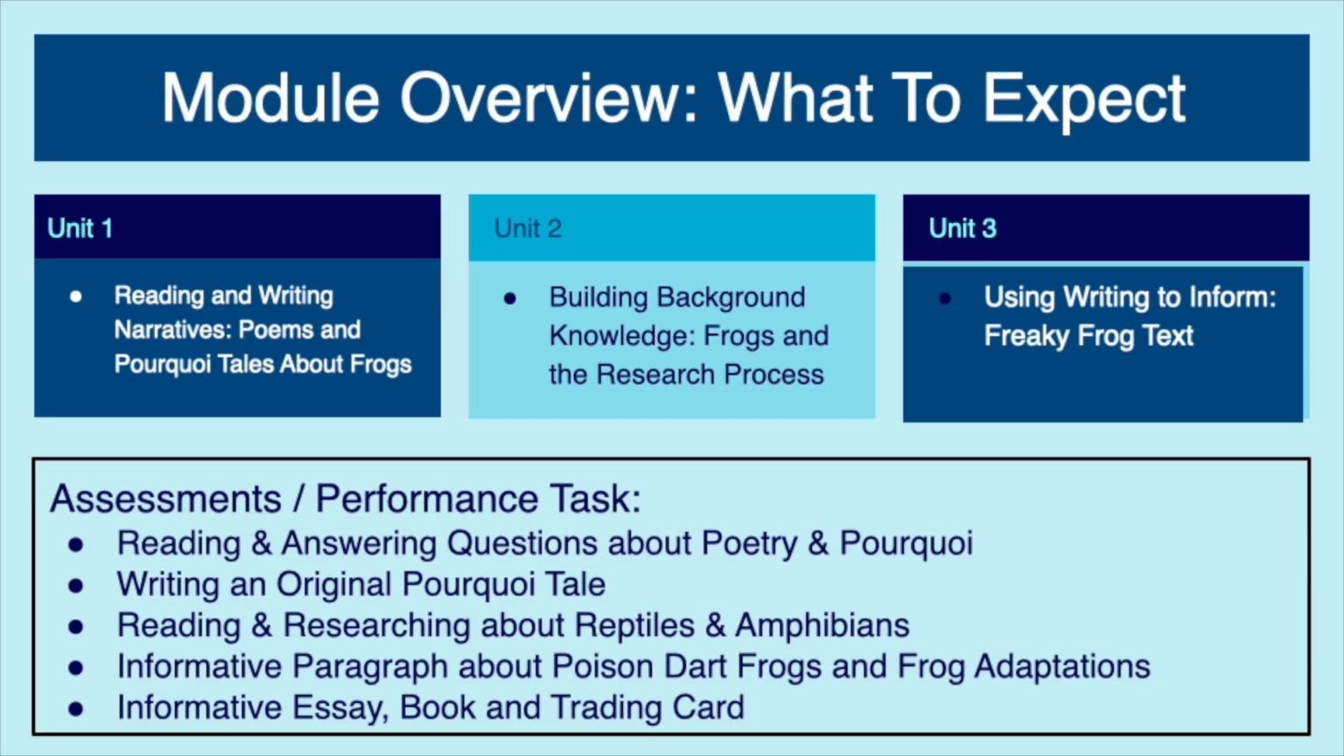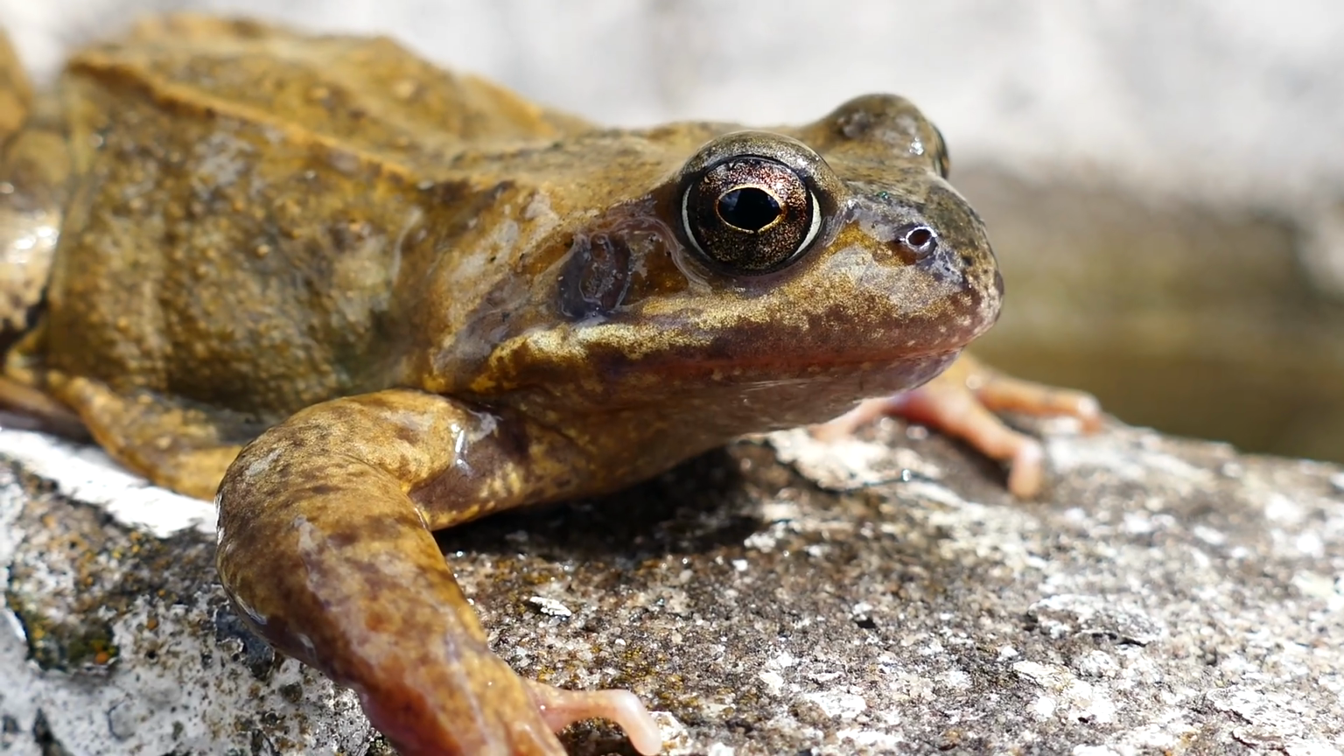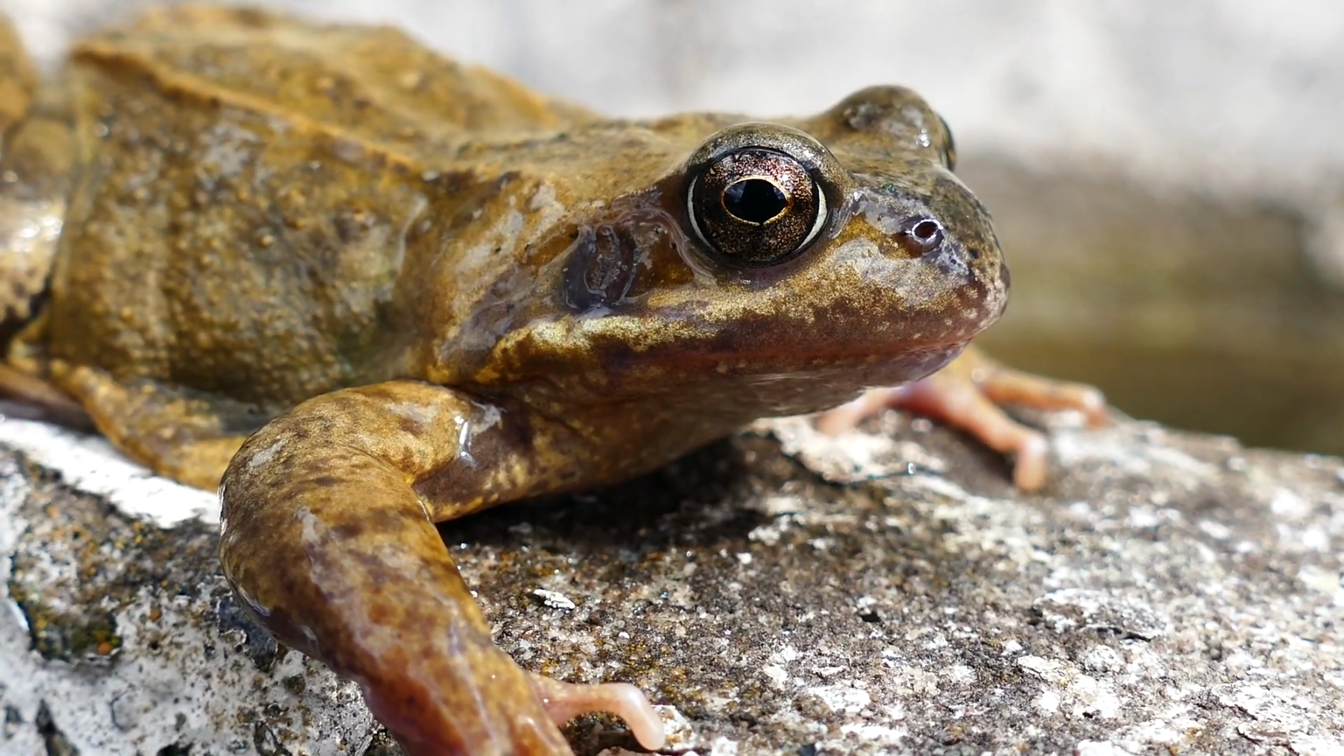Some of the assessments and performance tasks your child will complete throughout this module include reading and answering questions about poetry and pourquoi tales and writing their own, reading and researching about reptiles and amphibians, writing an informative paragraph about poison dart frogs and their adaptations, and creating an informative essay and compiling it into a book with a frog trading card.